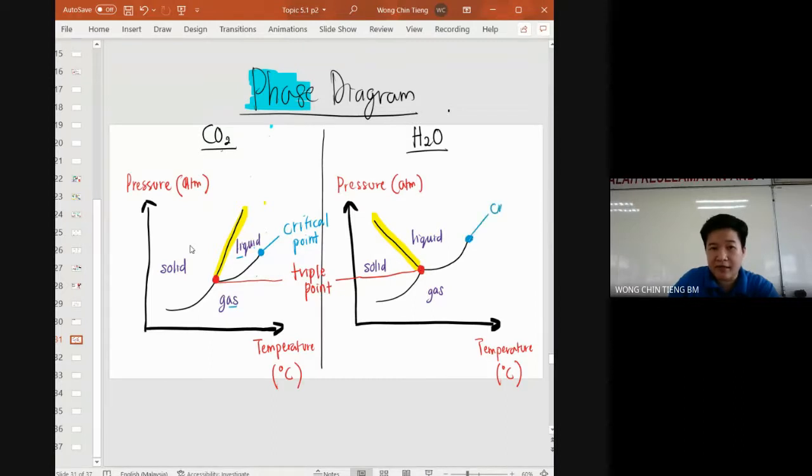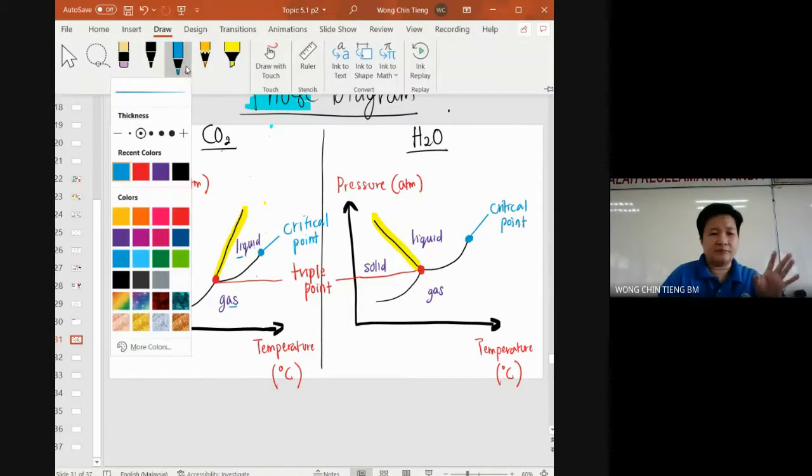Saya memang nak buat side by side even though my slide is not so big so that you can see the difference and the similarity. Okay? Critical point dengan triple point takkan berubah. Kedudukan dia akan sama. Oh, by the way, I don't know whether I mentioned or not in the video. I think I did, but I'm not sure. I want to remind you one thing.